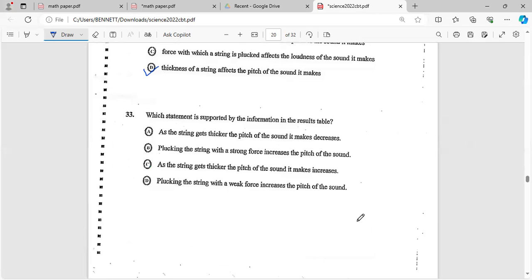Number 33 says, which statement is supported by the information in the result table? A, as the string gets thicker, the pitch of the sound it makes decreases. B, plucking the string with strong force increases the pitch of the sound. C, as the string gets thicker, the pitch of the sound it makes increases. Or D, plucking the string with a weak force increases the pitch of the sound. So guys, for 33, we have to go back up to see what the result was.